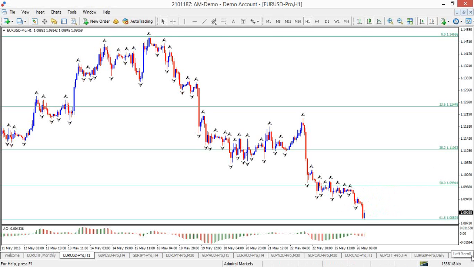We can take a look. I realized we didn't look at the dollar CAD actually. We can do that still.